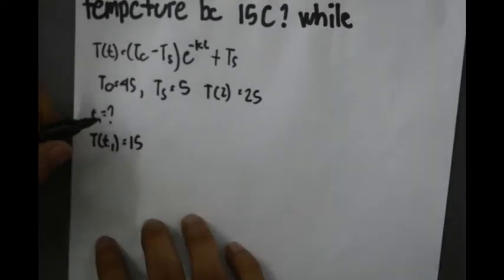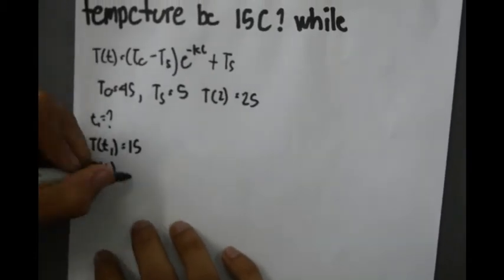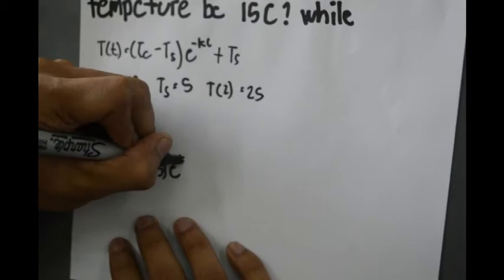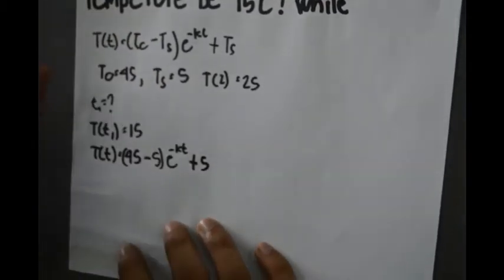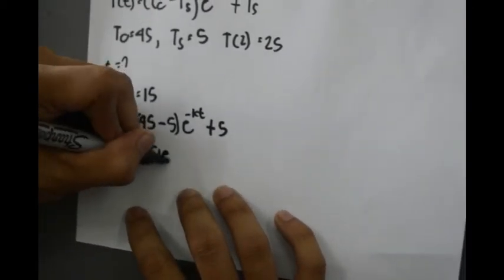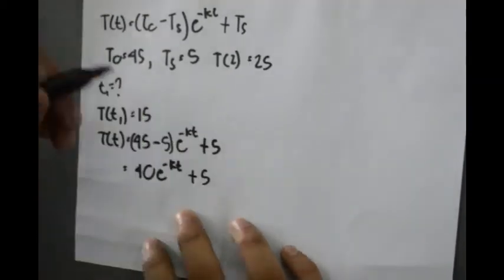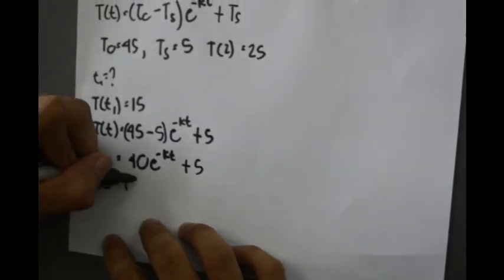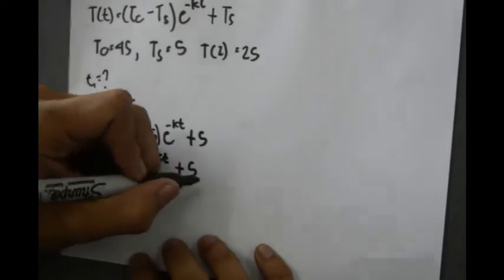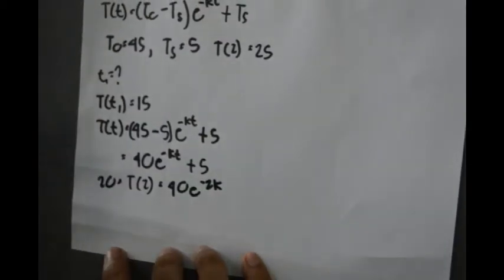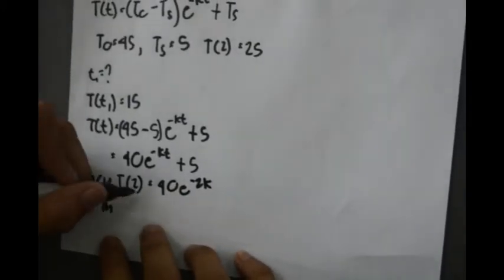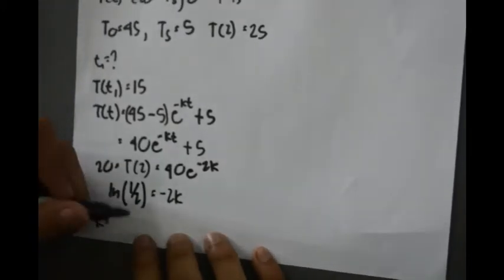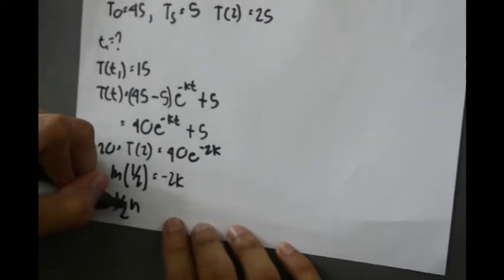First, we find k. T(t) = (45 - 5) e^(-kt) + 5, which is equal to 40 e^(-kt) + 5. Then 20 = T(2) - 5 = 40 e^(-2k), so ln(1/2) is equal to negative 2k. Then k is equal to 1/2 ln 2.